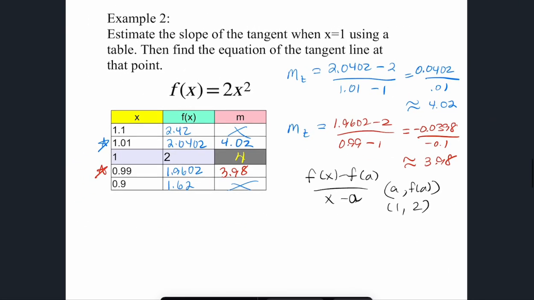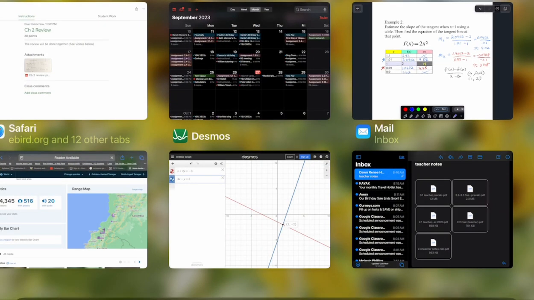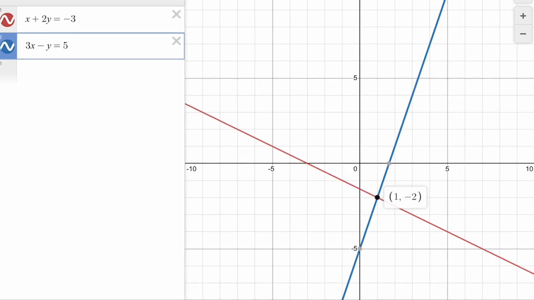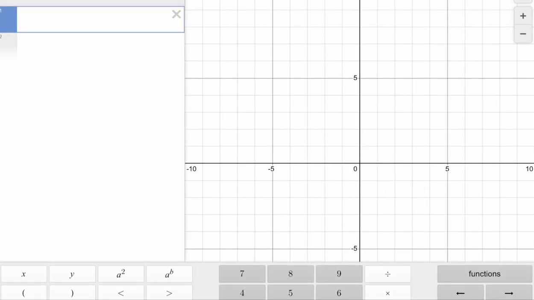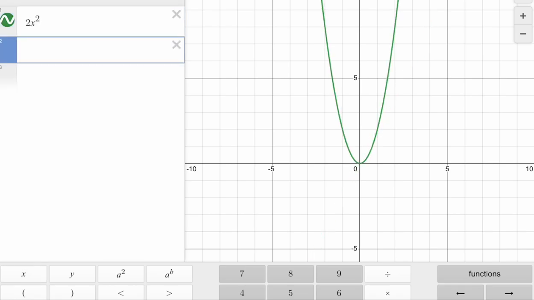If we were to graph it, let me show you, do we have Desmos here? So if we look at the graph of 2x squared, that was our function. Now, what you can do is kind of trick Desmos to check it for you. You can do y minus 2 equals, our slope we think is 4, times the quantity of x minus 1.